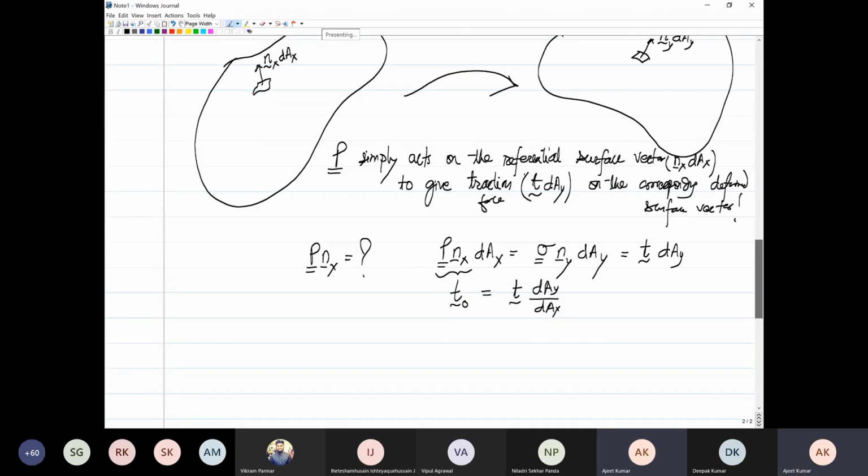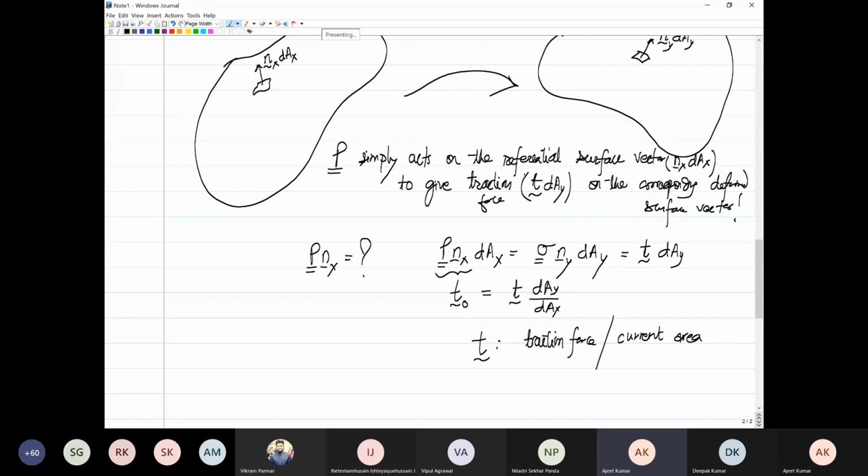So can someone tell me how T naught and T are related? Can you think of some physical meaning for T naught after looking at this mathematical formula? Physically, how are they related now? Yeah, T naught and T are obviously in the same direction, isn't it? T naught and T are in the same direction. So what was T? This is traction, right? You can say it's traction force per unit current area. So when you cut a section, you have that traction force divided by the current area, you get this traction T, right?